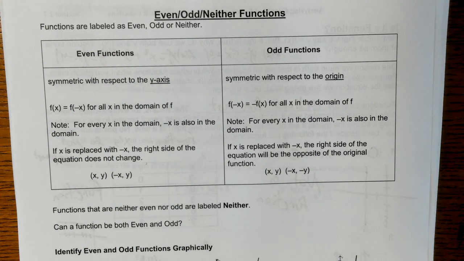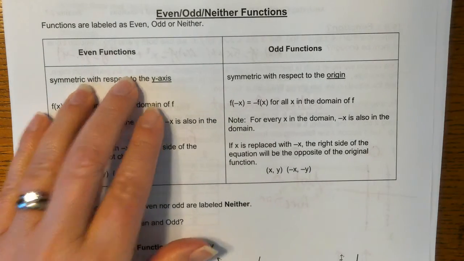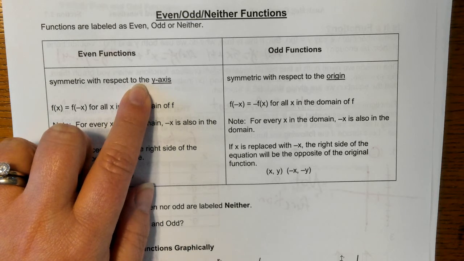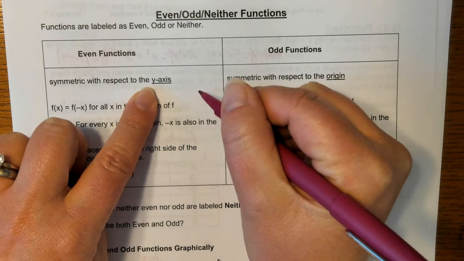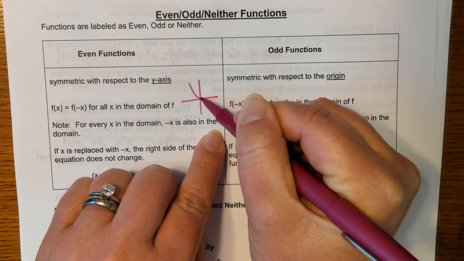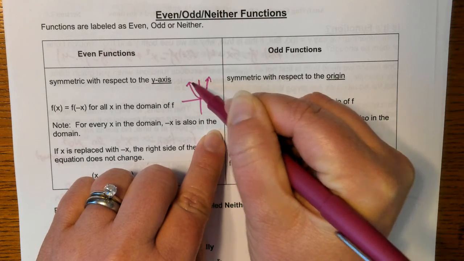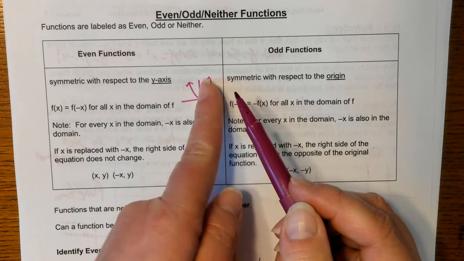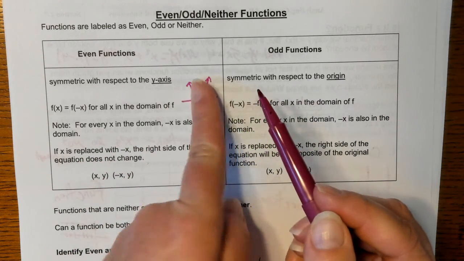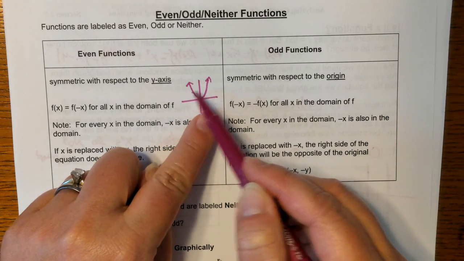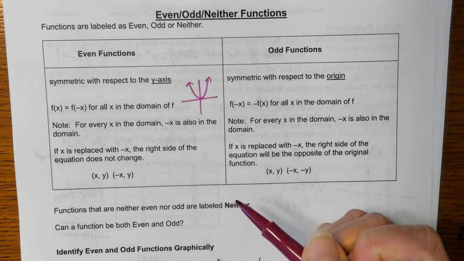Okay? So briefly, here's what it means to be an even function. If it's an even function, it will be symmetric with respect to the y-axis. In other words, if I folded the graph over on the y-axis, the two sides would match up. Here's an example of an even function. If I folded it over the y-axis, if I was a perfect artist, do you see how this part would match up with this part? Okay, so that would be an even function.